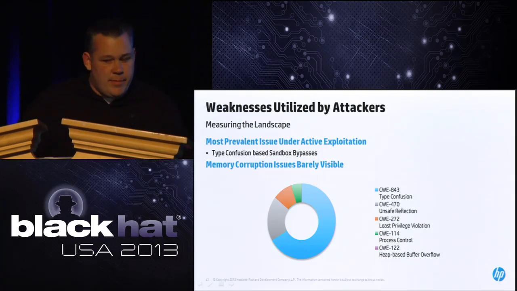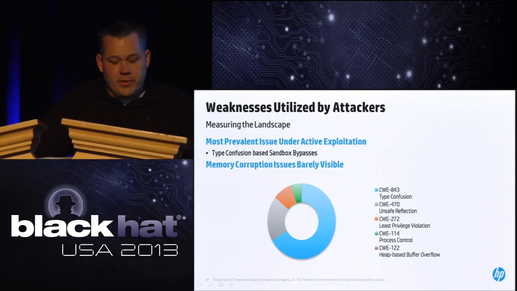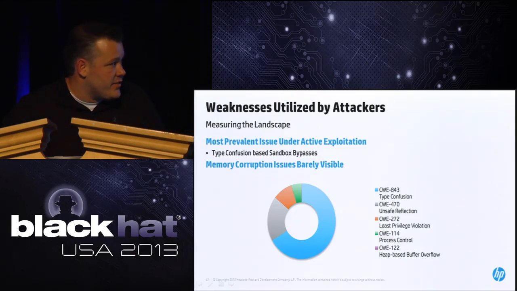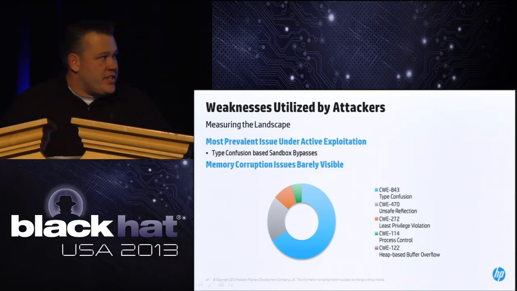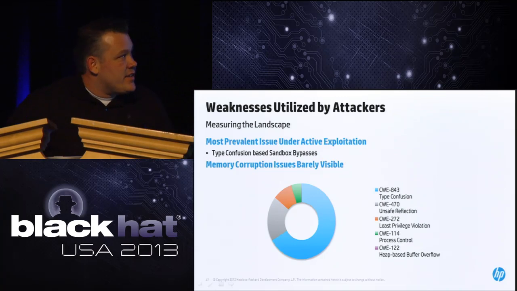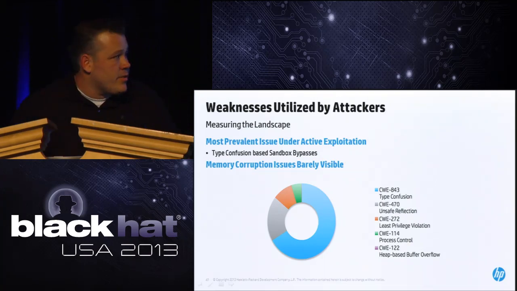And surprisingly, type confusion in our sample set was the most prevalent issue under active exploitation, with over 2/3 of the actual unique samples taking advantage of type confusion, followed by unsafe reflection, followed by the least privilege violations. But if you look at it, the sandbox bypass issue makes up about 90% of the vulnerability types being used in the landscape.